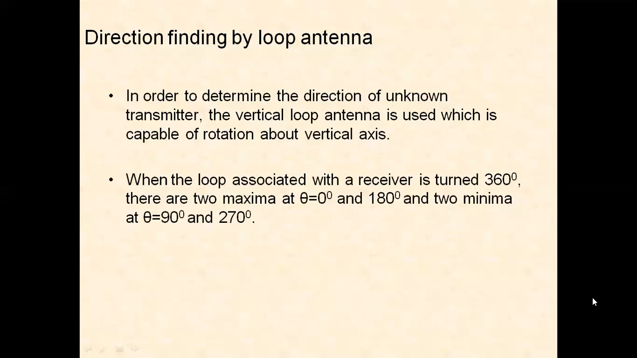In order to determine the direction of the unknown transmitter, the vertical loop antenna is used, which is capable of rotating about a vertical axis. The antenna must be rotated about the vertical axis. Then we are getting two maxima, at 0 degrees and at 180 degrees, and two minima at 90 degrees and 270 degrees.